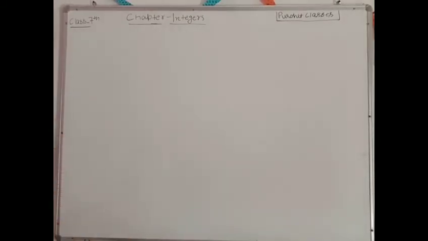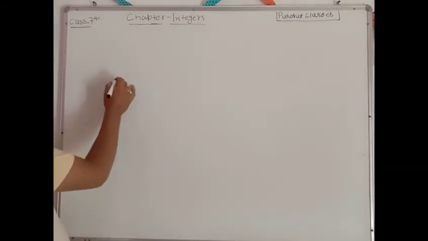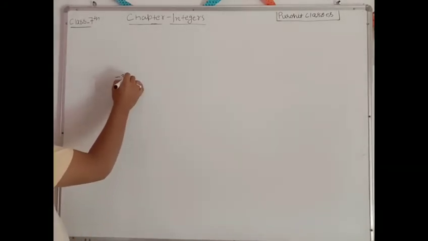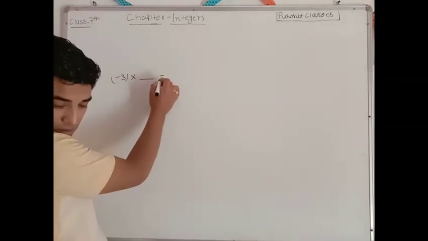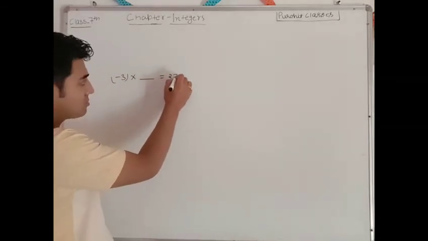Now question number 9, the last question, that is very easy. It asks, replace the blank with an integer to make it a true statement. If I ask you by which number you should multiply minus 3 to get 27, what will be your answer? Obviously 9. That is so simple. But how will we calculate? Let us say minus 3 times the missing term is equal to 27.